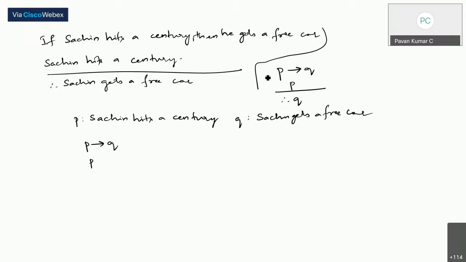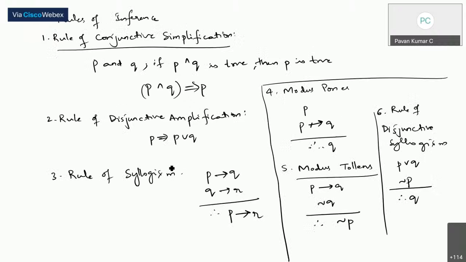Now the argument I'm saying is, if Sachin hits a century, then he gets a free car, and Sachin hits a century. Now I need to verify whether Sachin gets a free car is a valid statement or not. I will check the rules of inference which I got here and see whether there is anything similar. If I observe all these rules of inference, I can see there is a rule by name modus ponens. It says that if you have two propositions, P implies Q and P.